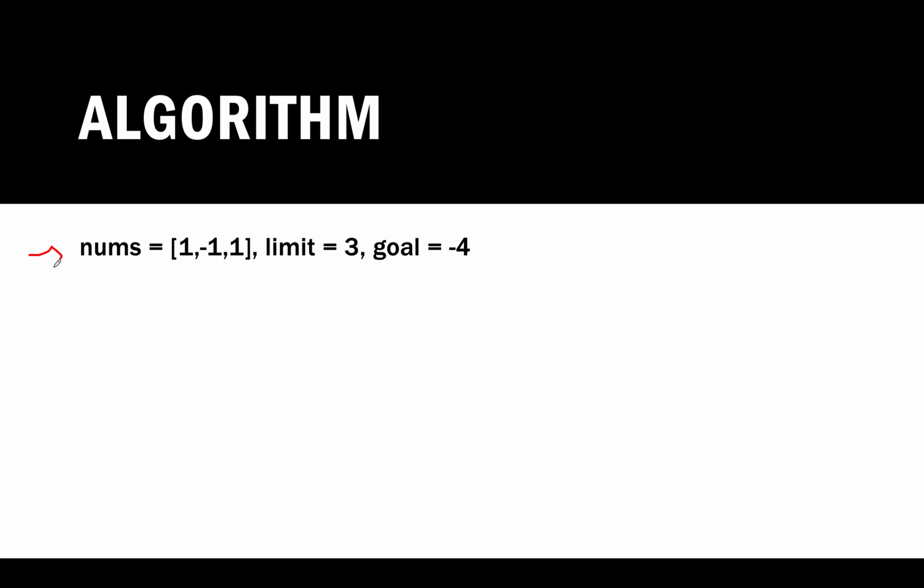And let's talk about this example. This is a similar example to the one given in the question. What is the total sum that we are trying to achieve? Total sum is 1 minus 1 plus 1, so total sum becomes 1. What is the goal that we are trying to achieve? Goal is minus 4. What is the difference that we need to cover? That is minus 4 minus 1, which is minus 5.